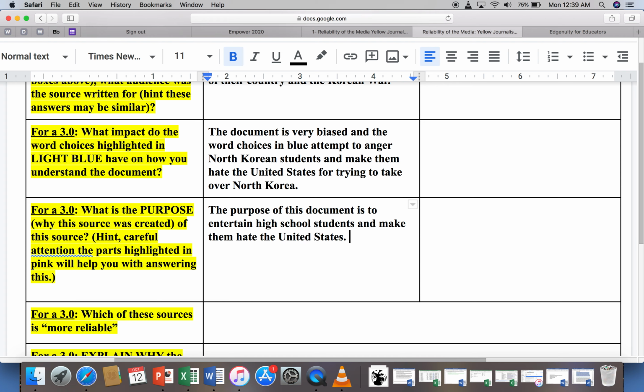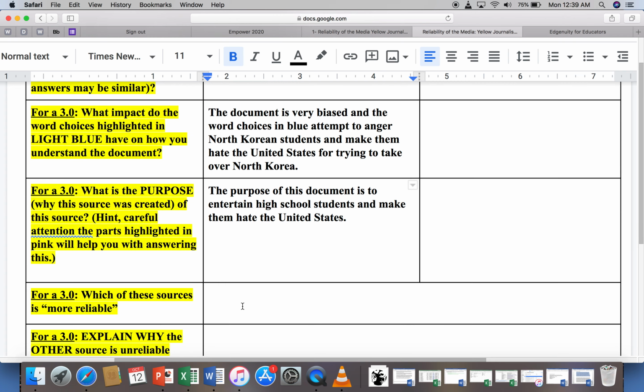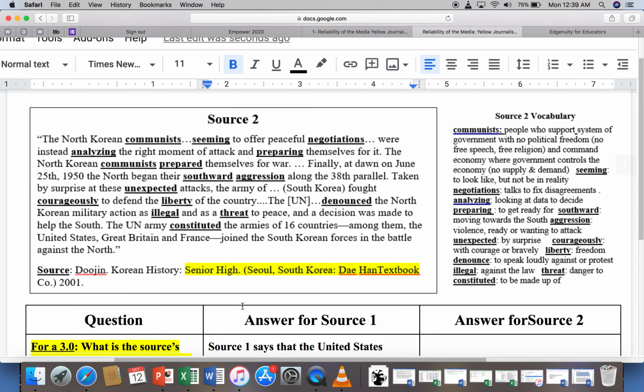And that's a little bit similar to what we said about the impact, but that makes sense because the light blue is designed to help you determine what the purpose is, so it makes sense that there's a relationship there. Now the next question, which of these sources is more reliable? We can't really answer that yet because we haven't even taken a look at the second source. So let's take a look at the second one.